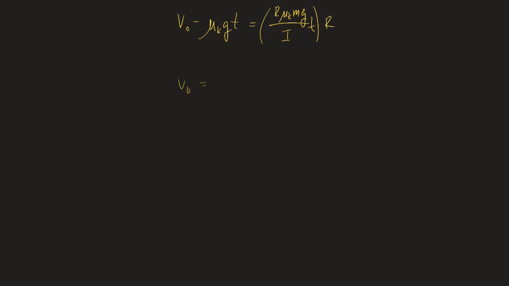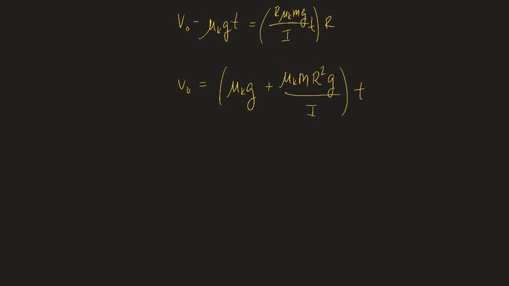V naught equals, I'm going to distribute the R, and I'll get mu k g plus mu k m r squared g over I, all times t. Done a lot of algebra in one step. You might take more.